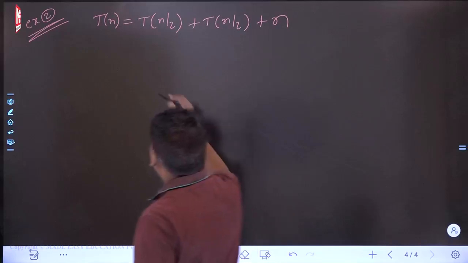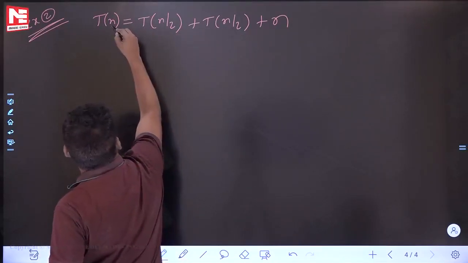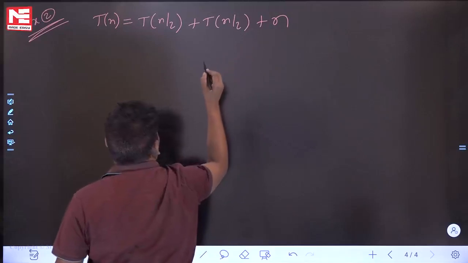Right, let me start now. n will be divided into 2 parts. Non-recursive, here n is there, here n will come. Please be careful. I am starting. See this one.